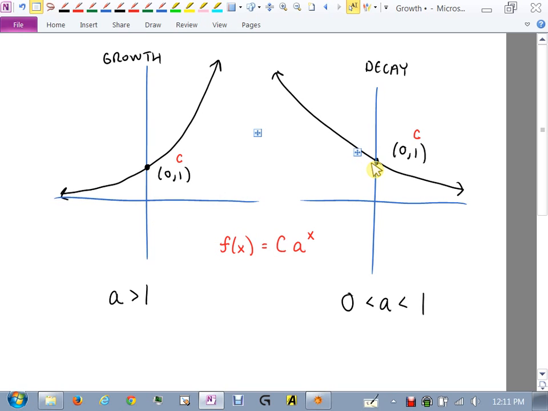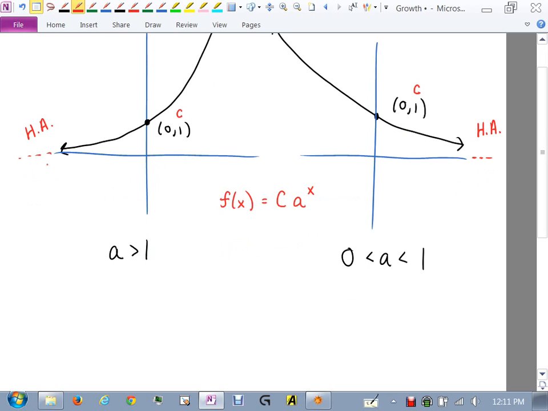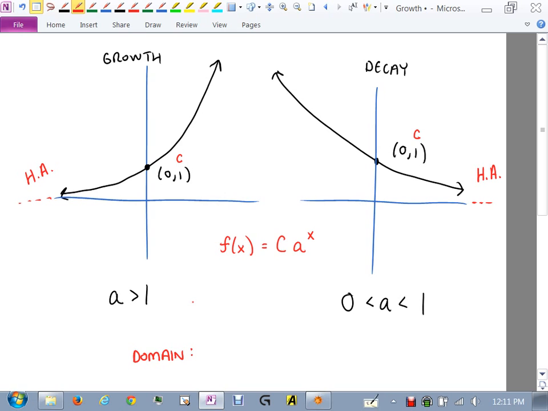What else do we have? These horizontal asymptotes, right? You should have a horizontal asymptote for an exponential function. One of the sides should go up to infinity. What about the domain? Let's talk domain. What's the domain of an exponential function? Look at the pictures. Everything, right? They go in both directions forever. So your domain is everything. However, what about your range?